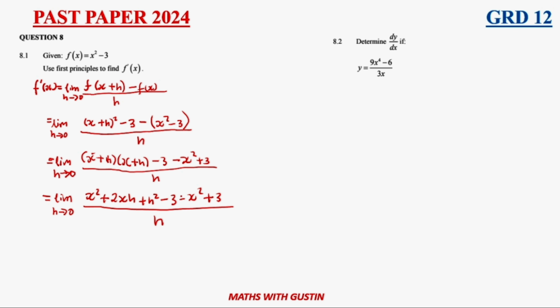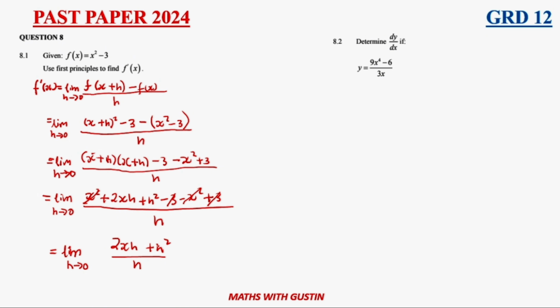Here we are, guys. Now, what can we do here? Negative 3 and positive 3 will go out. And then what else do we have here? We have got x squared there and a negative x squared. All right, so therefore, what are we left with here after cancelling out those that are cancelling each other? We are left with 2xh plus h squared all over h.